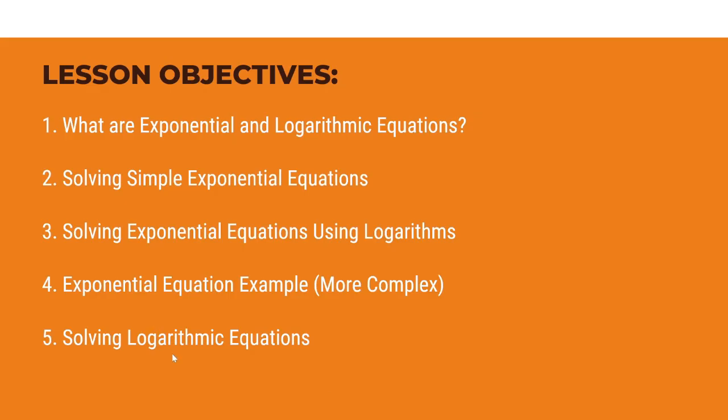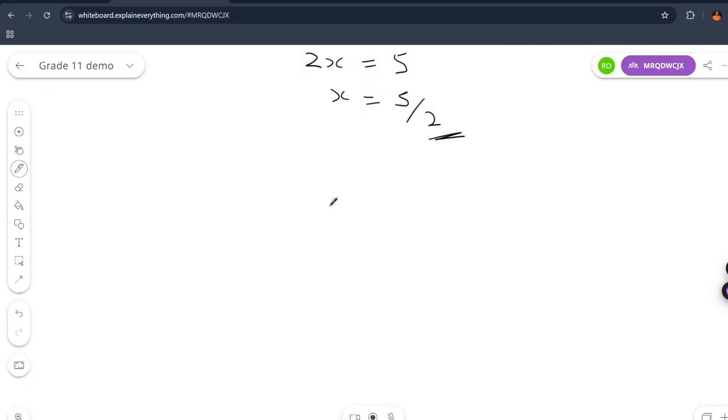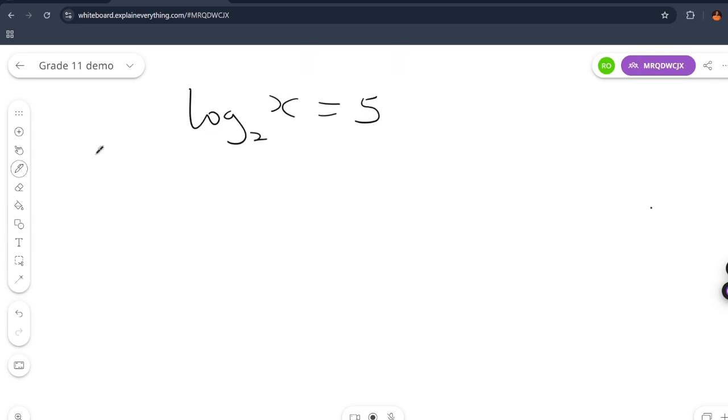Now let's solve logarithmic equations. Let's look at this example: log x base 2 equals 5. This is a logarithmic equation. So what we will do here now is to make both sides look alike. Since we are working in log now, we just have to introduce log to the other side, and it must not affect what we have here.